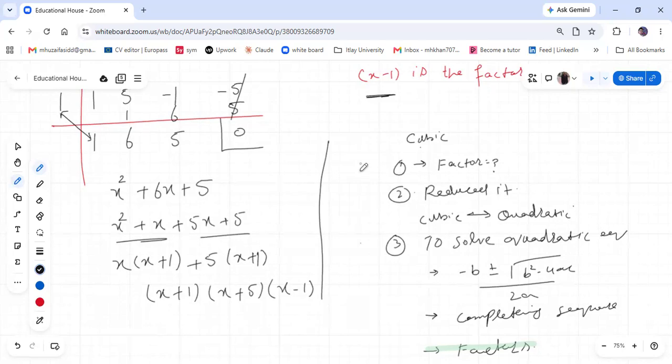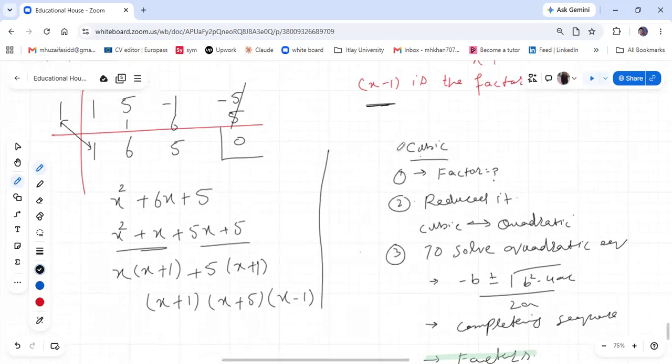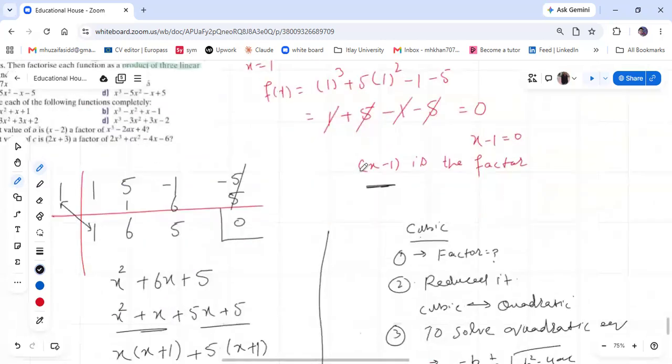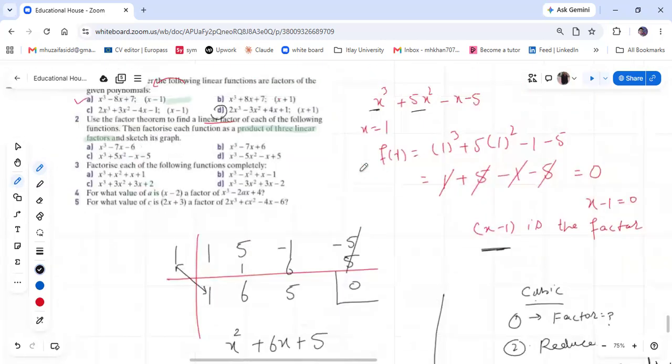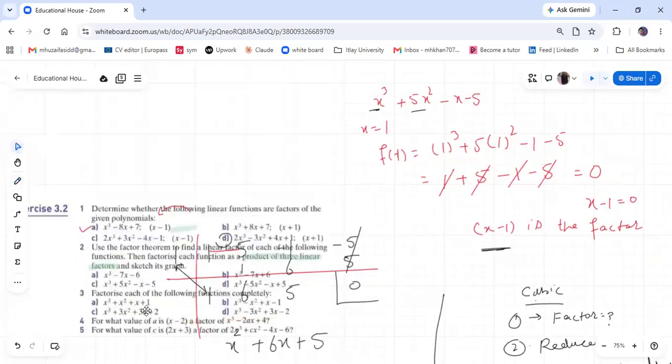Look at it here in our above problems. Here I'm making the summary for solving the cubic equation. First of all, we find the factors, then we reduce it. After this, we are solving the quadratic equations. Got it? Okay.